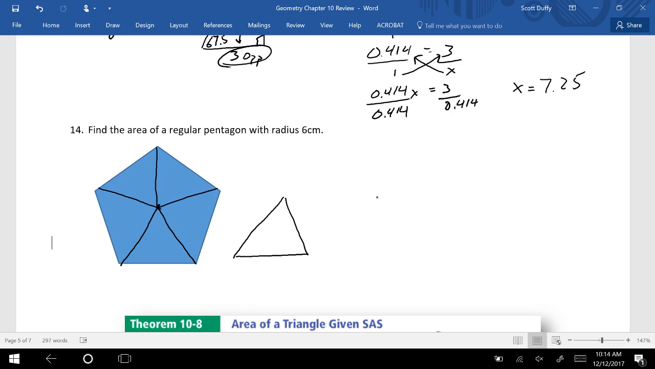So we'll look at the bottom one. We realize to get the angle right here, that would be 360 divided by 5, and that equals 72. So this is 72 right there. And then what we do is we cut that bottom one in half to find the apothem, and that would be 36.